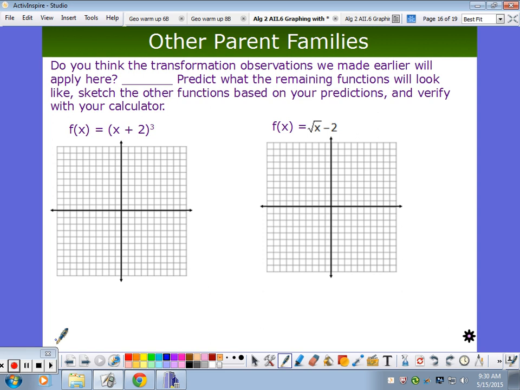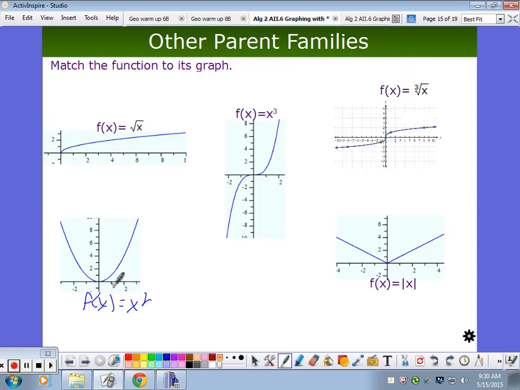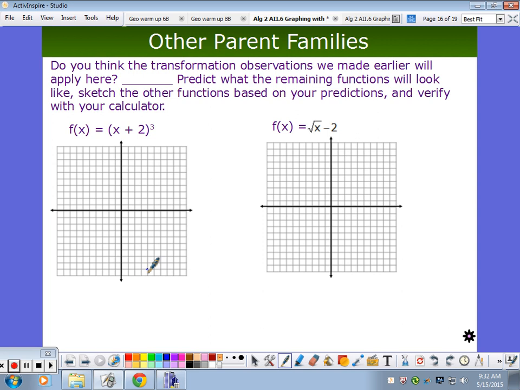So the one that I did the matching, you were supposed to sketch it on that page there. So if you see on the top of page 4, just re-sketch those graphs. So you copied these graphs down so you have those pictures right in front of you. When we work on these, do you think the transformation observations we made earlier will apply here? Yes, they will. So, predict what the remaining functions will look like.